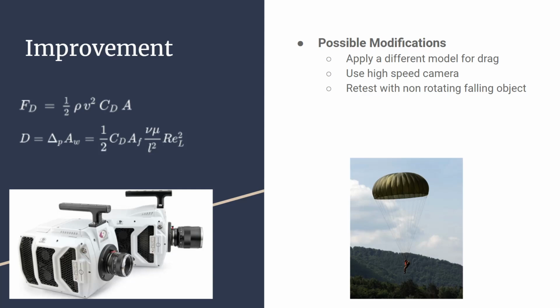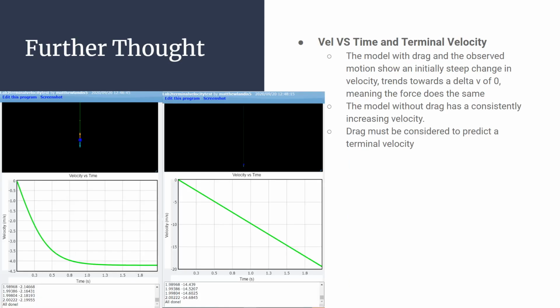One additional means of improvement is to retest using a non-rotating object as my physical object. A gift card rotated slightly when it fell, which means that different amounts of drag were experienced than the model predicted. This is likely the most valuable improvement.